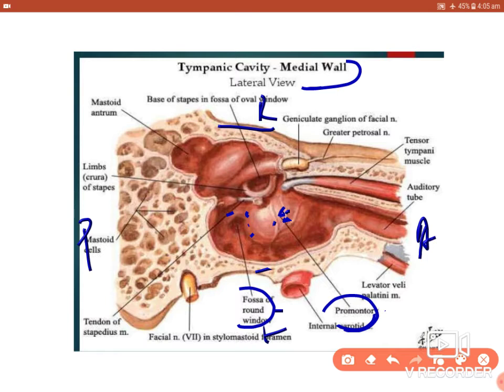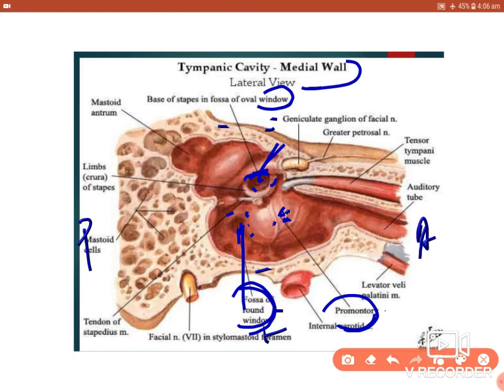Then above the promontory, you can see the stapes there. Here comes the footplate of the stapes. There it leads to an oval depression, that is called the oval window. Here this one is the oval window. Here this is the round window. This round window is covered by a fibrous membrane called the secondary tympanic membrane. The oval window is also covered by a fibrous membrane.